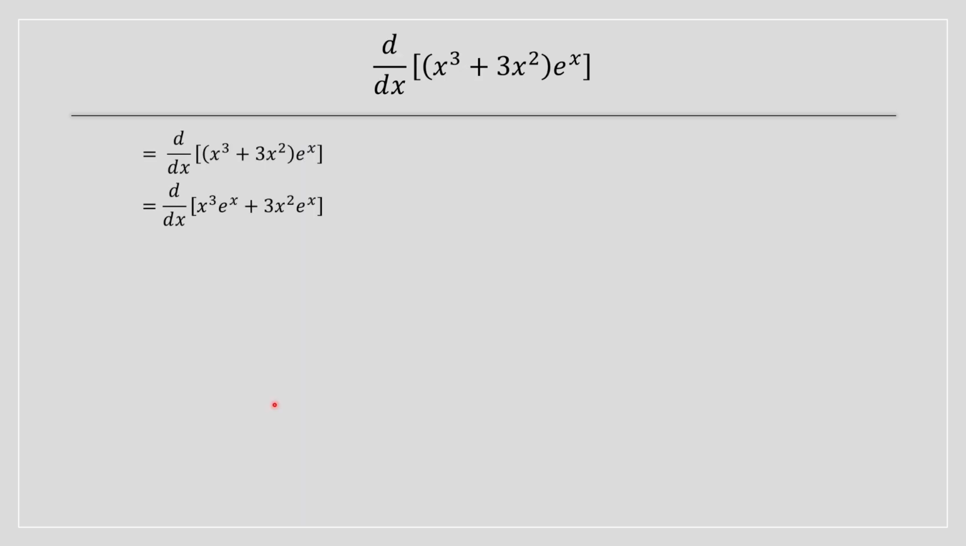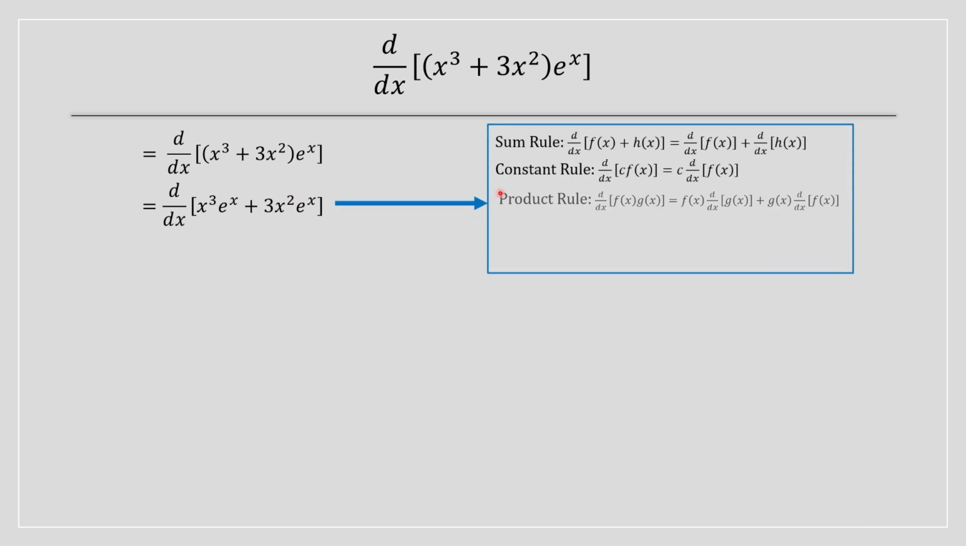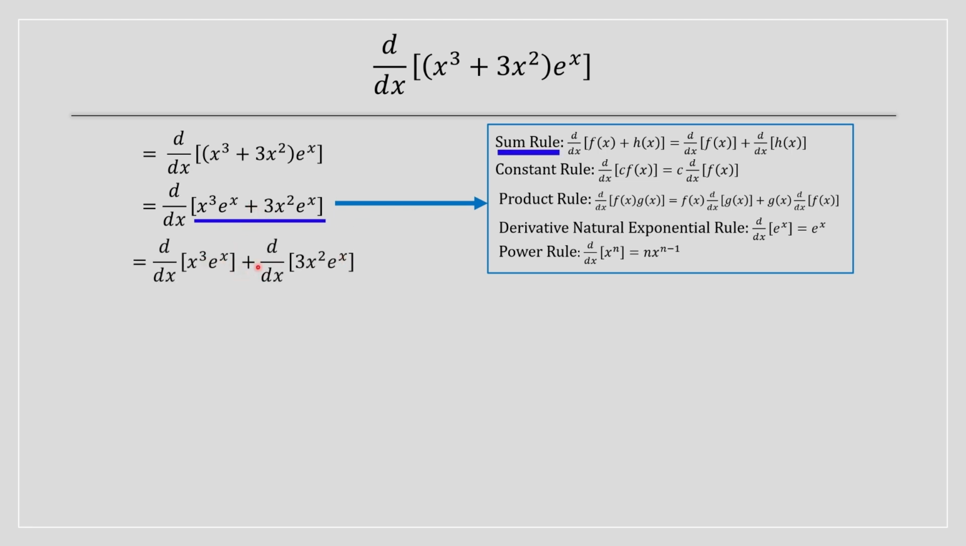Question 8. So the first step is distributing this e to the x term to every term. Once we acquire this, we go back inside our little toolbox over here, and here are the rules we have to apply. The first one is the sum rule, because there's a plus symbol, right? So this can be distributed like this. We have this d/dx of 2 separate terms. Now we have to apply the constant rule, because we have a 3 over here. We have a constant, so we're going to bring it outside.